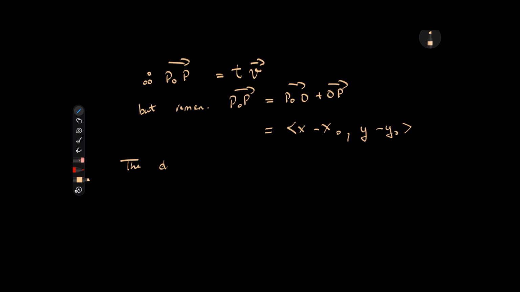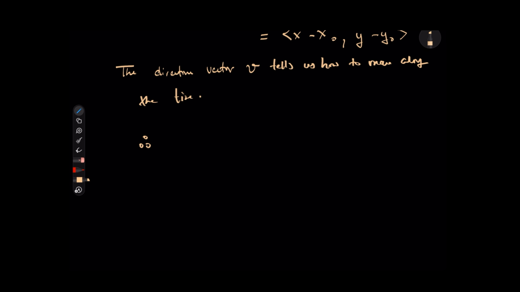The direction vector, fancy V, tells us how to move along the line. Okay, so now taking all of this information and putting it directly into our formula, we have x minus x0 comma y minus y0 is equal to t times a comma b.